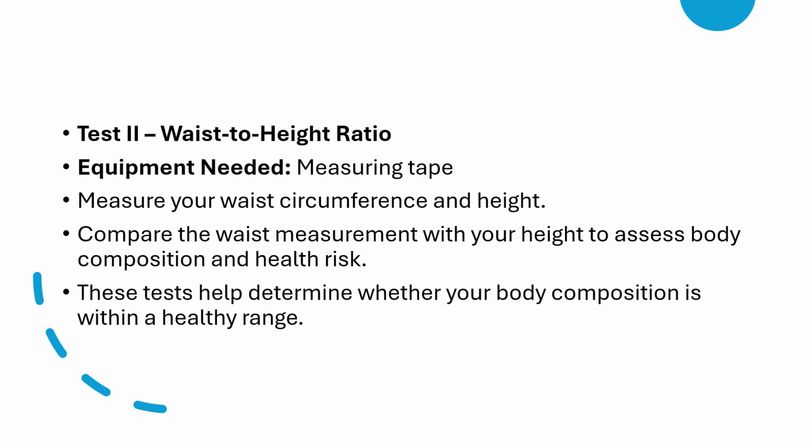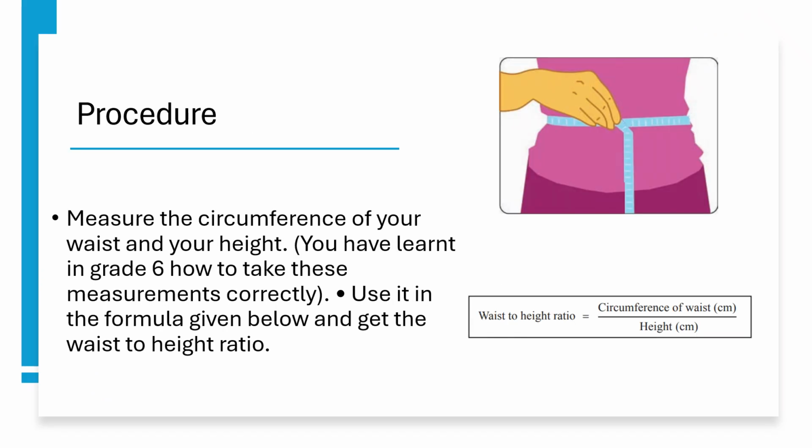Test 2. Waist to height ratio. Equipment needed: measuring tape. Measure your waist circumference and height. Compare the waist measurement with your height to assess body composition and health risk. These tests help determine whether your body composition is within a healthy range. Procedure. Measure the circumference of your waist and your height. You have learned in grade 6 how to take these measurements correctly. Use it in the formula given below and get the waist to height ratio.